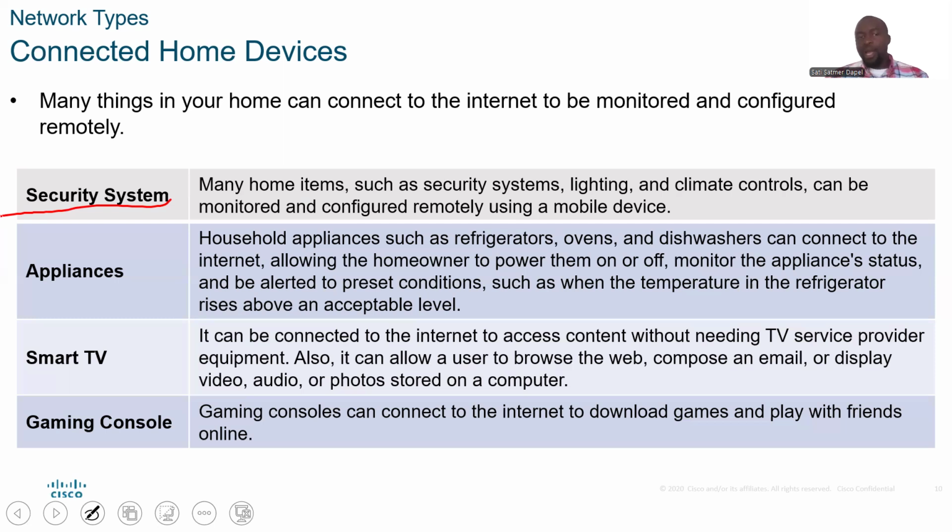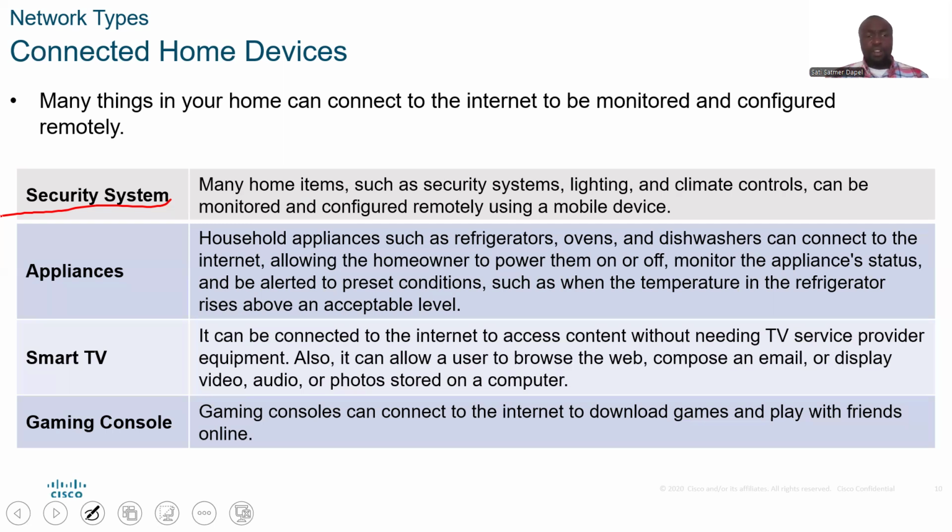Household appliances such as refrigerators, ovens, and dishwashers can also connect to the internet. Surprise? Yeah, surprise. They can connect to the internet, allowing the homeowner to power on or off, monitor the appliance status, and be alerted to preset conditions, such as when the temperature in the refrigerator rises above the acceptable level. So if your fridge is misbehaving, you get an alert.